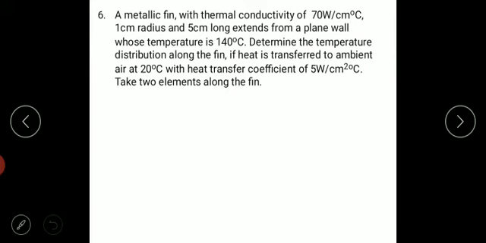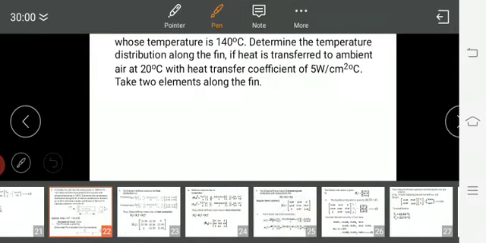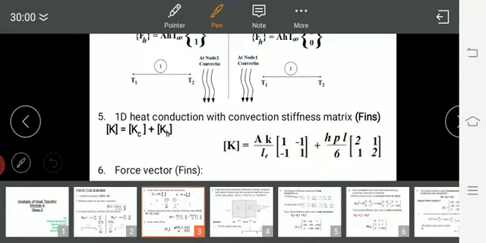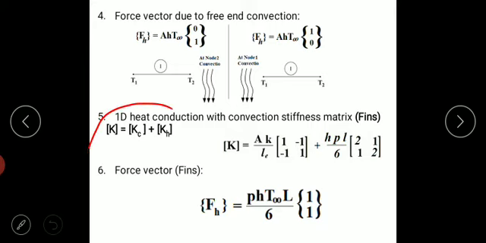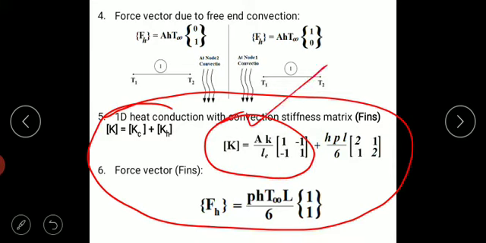Before I start with the fin, let me explain what the fin is. What is the formula for the fin? Here I have the fin formulas. For the fin, the conduction remains the same. For the convection, what happens? H P L by 6 times the matrix 2 1 1 2. In this H I know, L I know. What is P? P is the perimeter here. And here I have all the values 2 1 1 2, whereas for the convection in the composite wall we have 0 0 0 1 or 1 0 0 0, but here I have all the values.